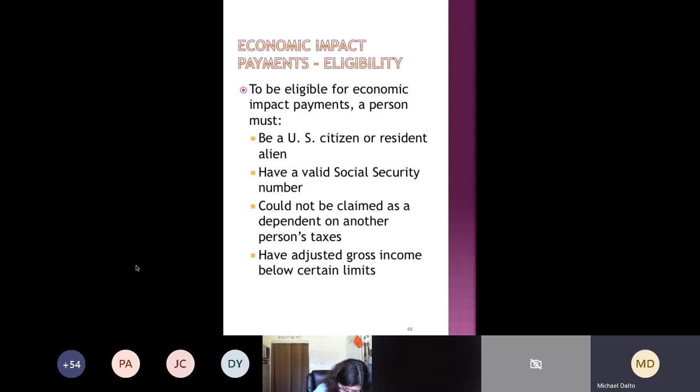You can't be claimed as a dependent on another person's taxes. In fact, the law even says that you could not be claimed as a dependent on another person's taxes. Generally, you can be claimed as a dependent on another person's taxes if that person is paying out of their funds for at least half of your living expenses.